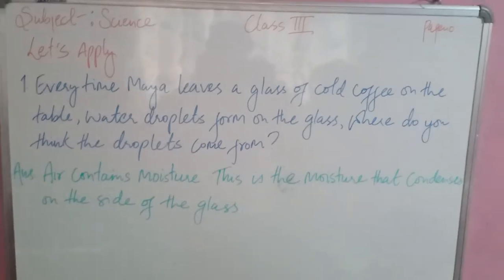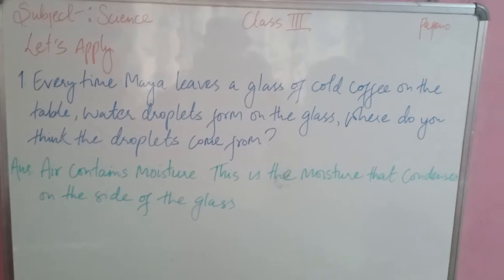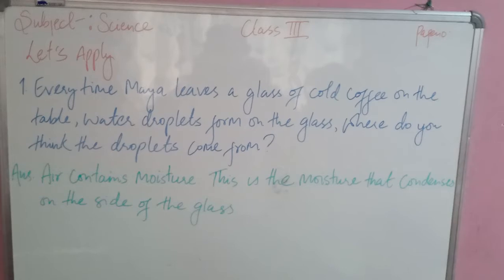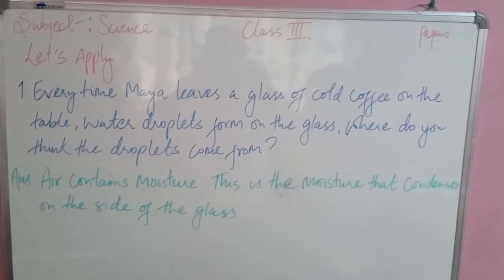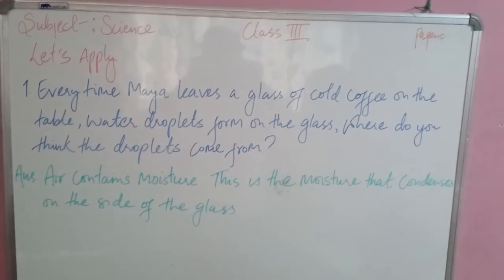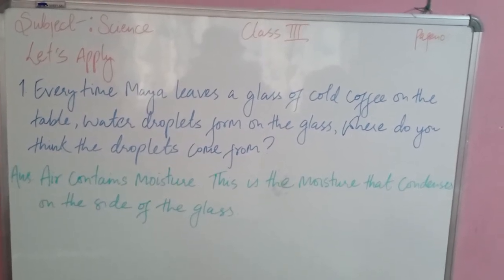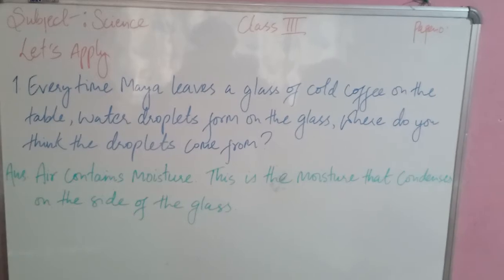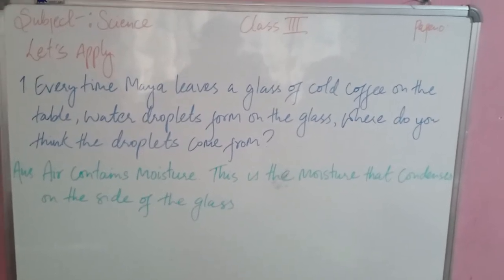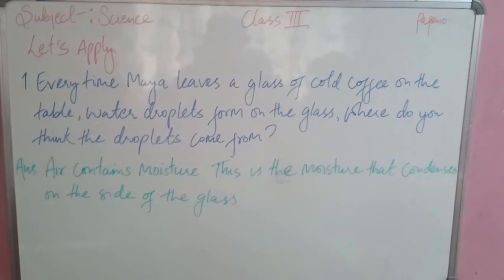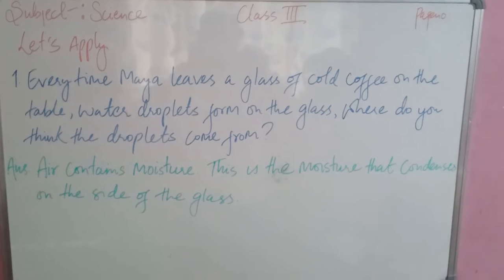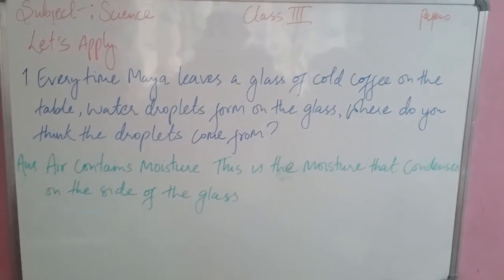Moving on, now let's begin with the let's apply questions. Question number 1. Every time Maya leaves a glass of cold coffee on the table, water droplets form on the glass. Where do you think the droplets come from? So your answer will be: air contains moisture. This is the moisture that condenses on the side of the glass. That's all you have to write.